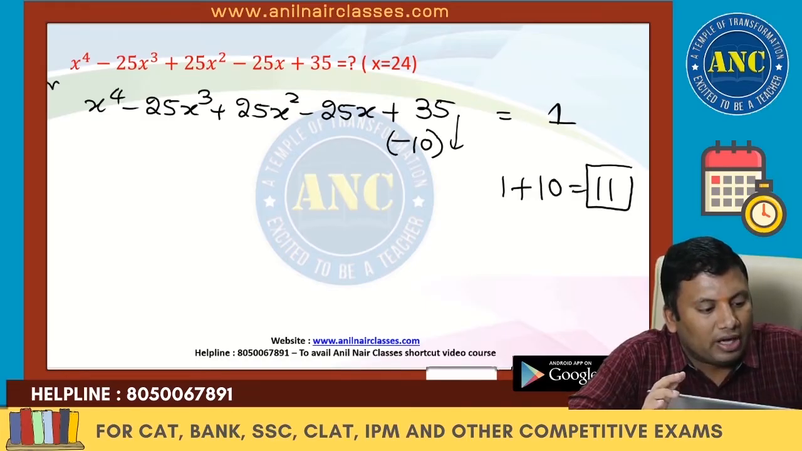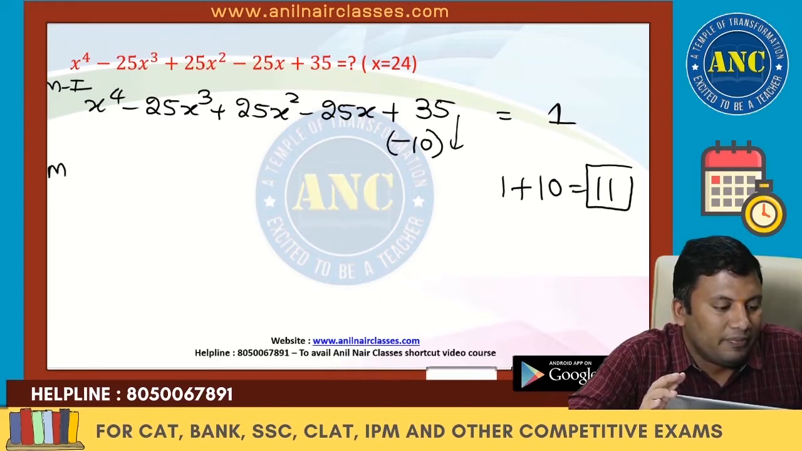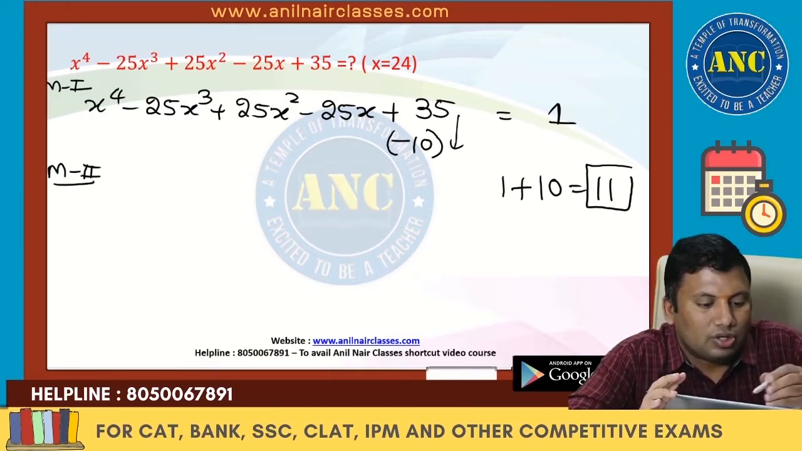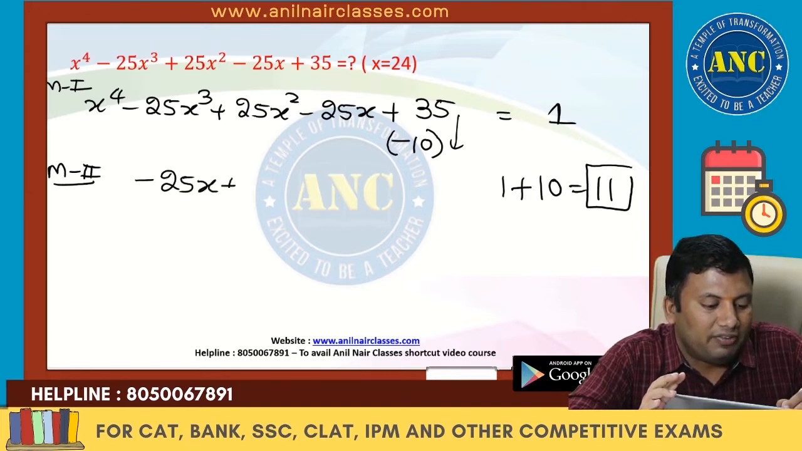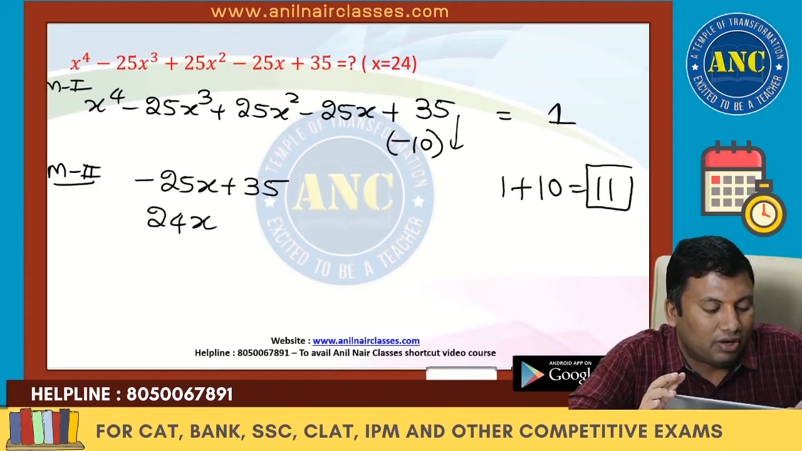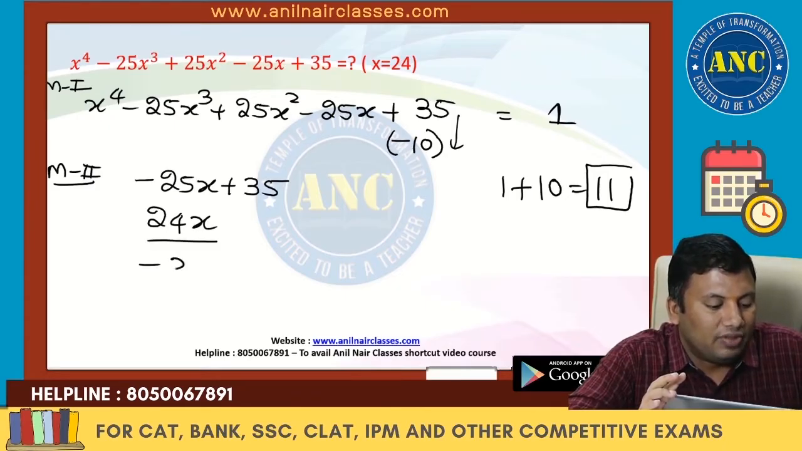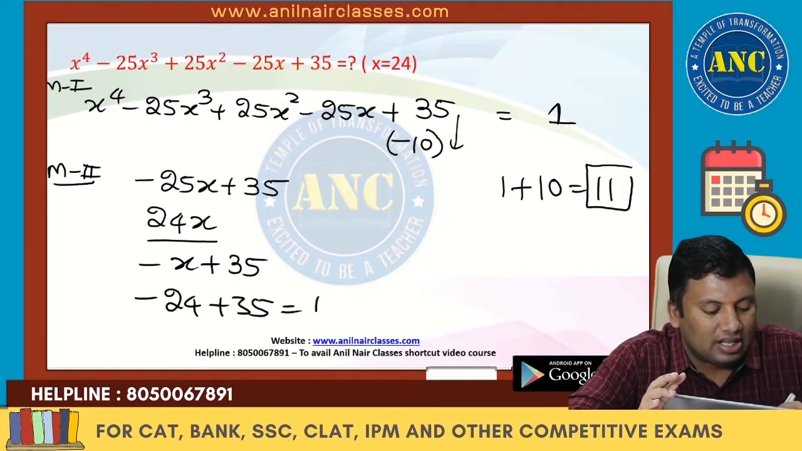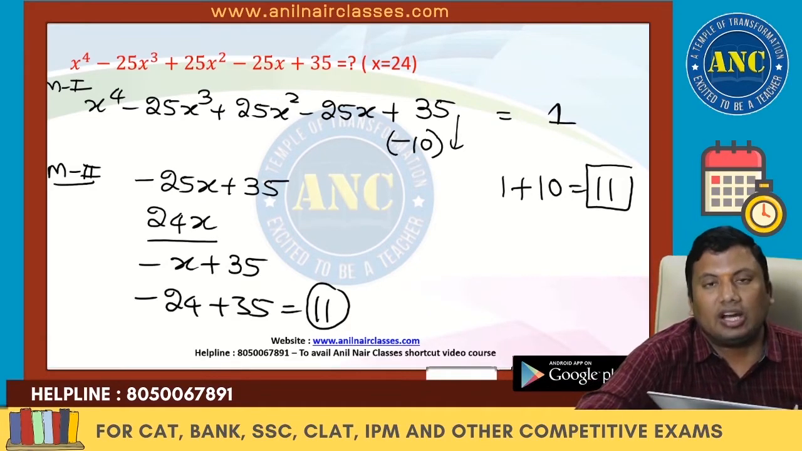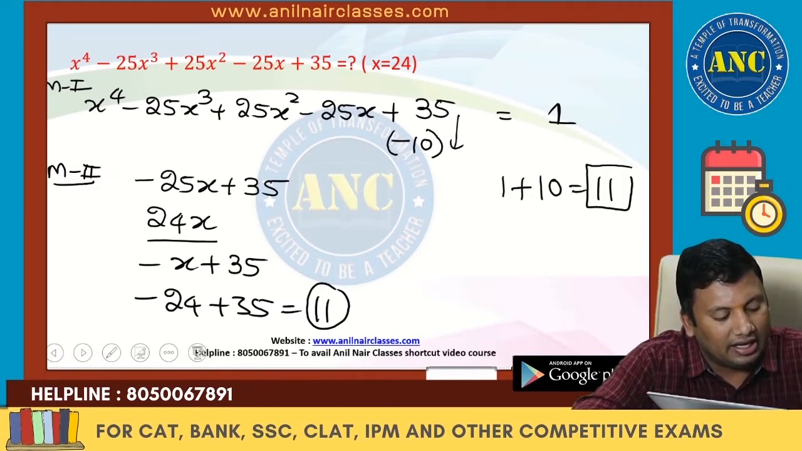Or you can go by the method which I taught. The last two terms are minus 25x plus 35. If it is minus, do 24x plus 35. This is minus x plus 35. Minus 24 plus 35. Answer is 11. I hope the idea is clear.